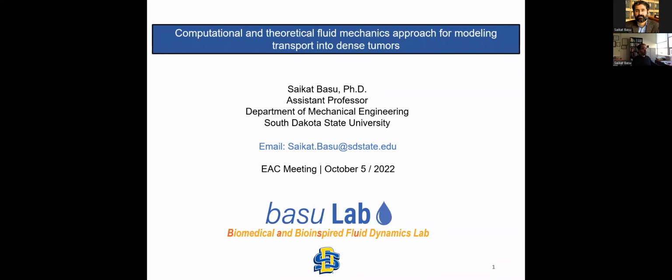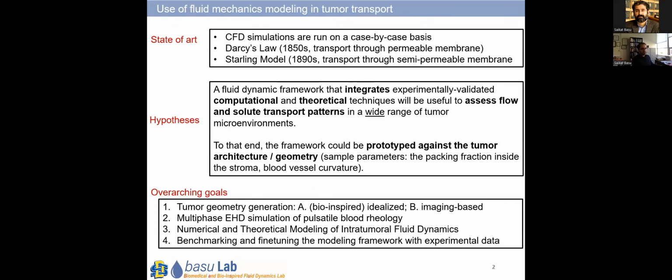Hi, so the topic of my talk today is computational and theoretical fluid mechanics approach for modeling transport into dense tumors. This introductory slide is on the fluid mechanics modeling of tumor transport. Let's look at the current state of the art, the hypothesis that can generate new understanding, and the main goals that we would like to pursue.